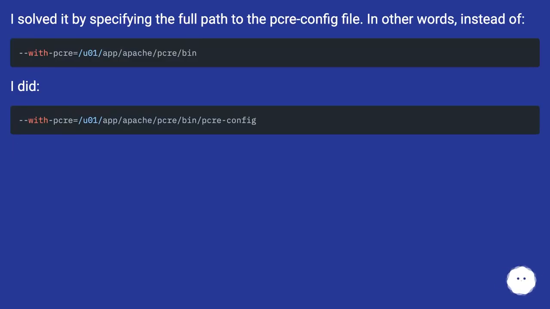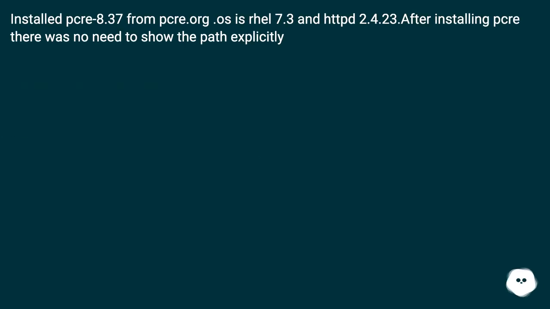I solved it by specifying the full path to the pcre-config file. In other words, instead of, I did. Installed pcre-8.37 from pcre.org. OS is RHEL 7.3 and HTTPD 2.4.23. After installing PCRE, there was no need to show the path explicitly.